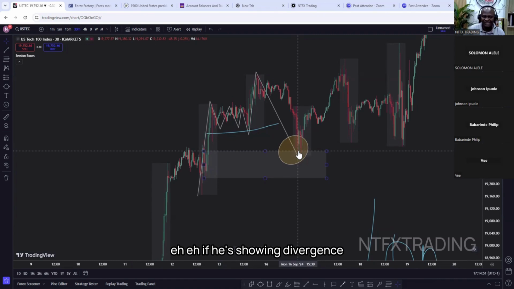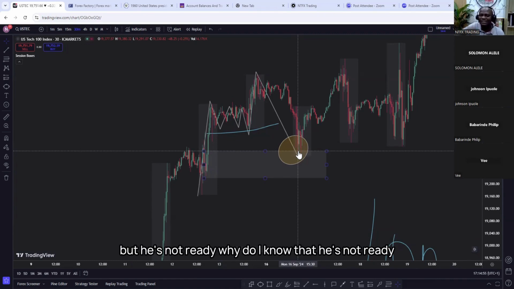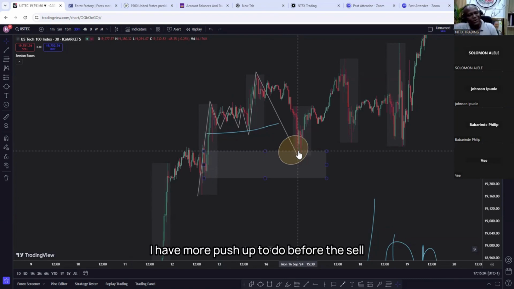If it's showing divergence, does it mean you should sell? It's telling you that an imminent sell is coming, but it's not ready. Why do I know it's not ready? Because it's showing me a bullish structure, and a bullish structure is telling me I have more push-up to do before the sell. I will continue to buy the push-up until it shows me otherwise. This is market analysis, and these are the main things that you look for.